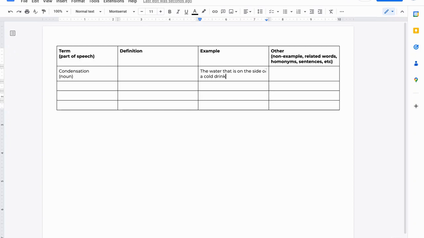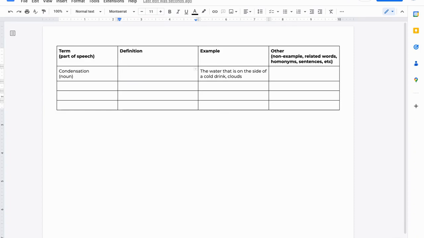Since we've moved this to the example part, I would ask students if they could think of another example of condensation. And they'd probably say something like clouds. We know clouds are related to condensation. So at that point, I put them back to the definition section and I would have them redefine it. And their definition would probably improve just a little bit, but it wouldn't quite be perfect.